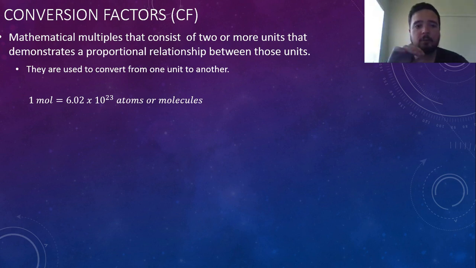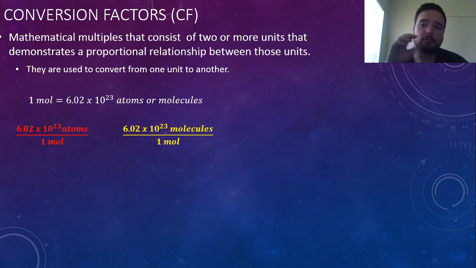So in an equation form, we know that 1 mole is equivalent to 6.02 times 10 to the 23rd atoms or molecules. It just depends on what we're talking about. So you can write the conversion forms in a way that you can use them mathematically like this. So it's 6.02 times 10 to the 23rd atoms, and the division line means per 1 mole. And the same thing, 6.02 times 10 to the 23rd molecules per 1 mole.